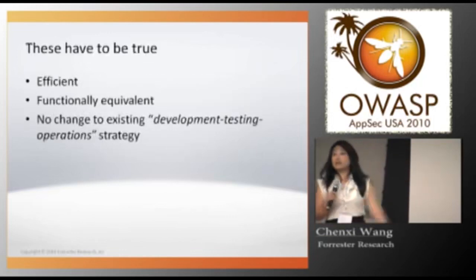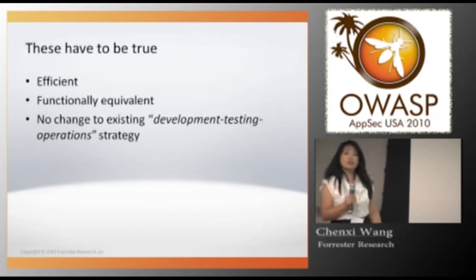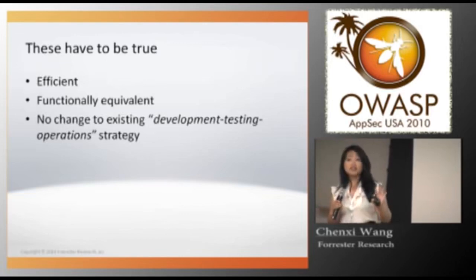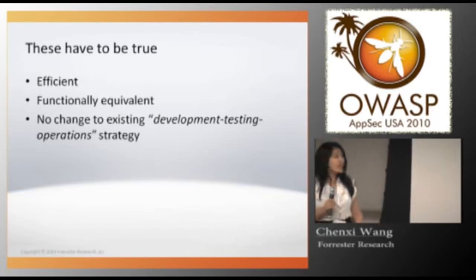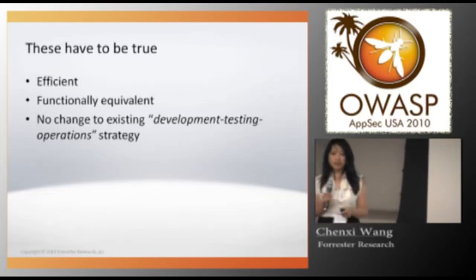And these properties also have to be true, right? We're talking about automatic theorem proving and code generation. It has to be done efficiently. You cannot be sitting there waiting for code to respond. It has to be provably functionally equivalent. Nobody's going to let you touch their code if it's not functionally equivalent. And again, no change to existing development, testing, deployment strategy. Okay?